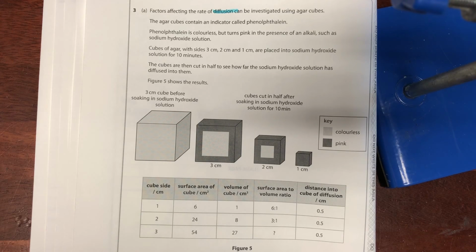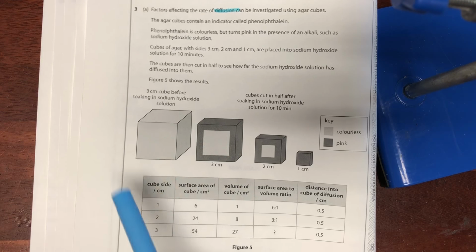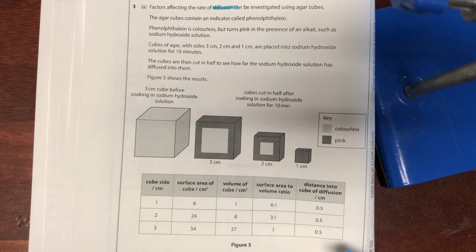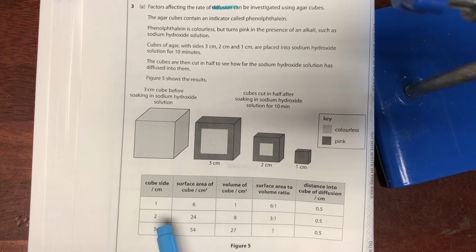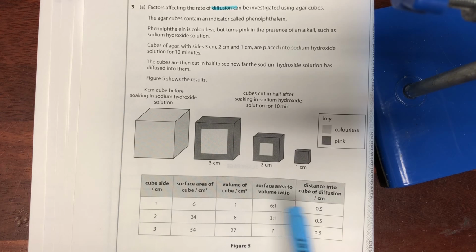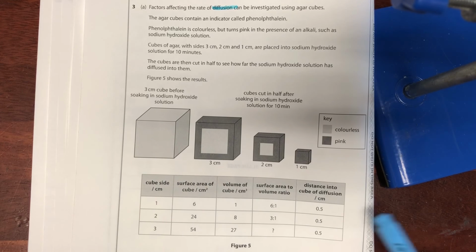Cubes of agar with sides 3, 2 and 1 centimetres are placed into sodium hydroxide solution for 10 minutes. The cubes are then cut in half to see how far the sodium hydroxide solution has diffused into them. Figure 5 shows the results. And again, we've got a picture and a table to help us here. So we can see that the 1 centimetre cube has a surface area of 6, a volume of 1, therefore a surface area to volume ratio of 6 to 1. And it's moved into the cube by 0.5 centimetres.